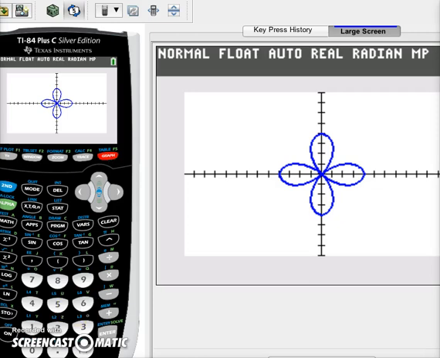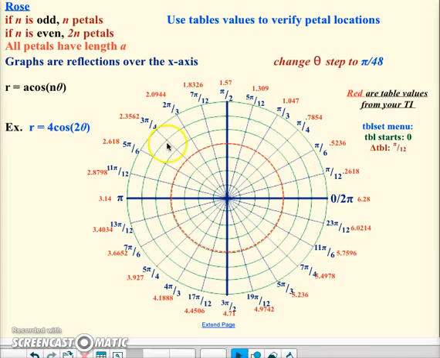It's clear the petals sit on the axes. And, by the way, sorry, let me go back for one second. How do I know what the length of a petal is? Petal length is the A number, the number out front. So if it's 4, the tips of your petals are at 4. That also means the tips of the petals represent a radius of 4 if you're tabling and checking that out.